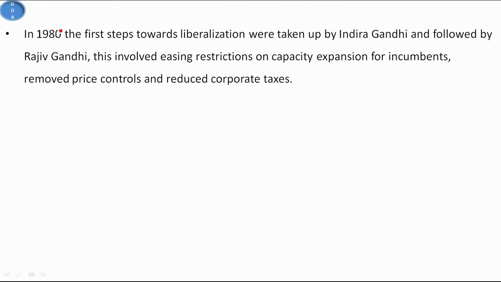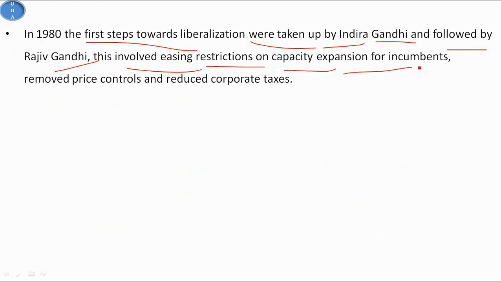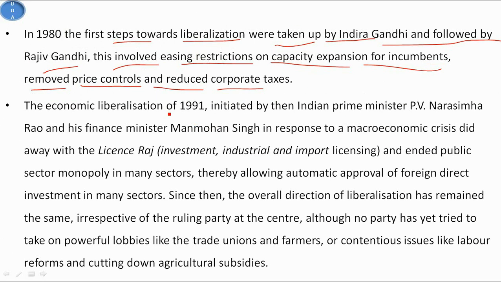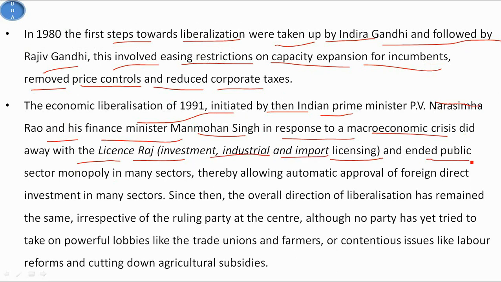In 1980, the first step towards liberalization was taken by Indira Gandhi and followed by Rajiv Gandhi. This involved easing restrictions on capacity expansion for incumbents, removing price controls, and reducing corporate taxes. Then came the economic liberalization of 1991, initiated by then Prime Minister P.V. Narasimha Rao and his Finance Minister Manmohan Singh in response to a macroeconomic crisis. It did away with the License Raj and industrial investment and import licensing, and ended public sector monopoly in many sectors, thereby allowing automatic approval for foreign direct investment in many sectors.